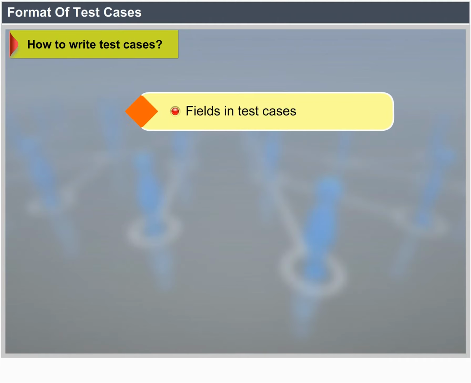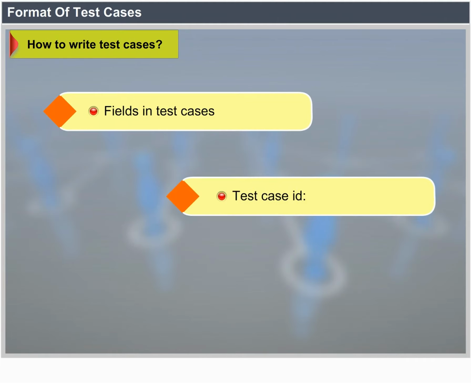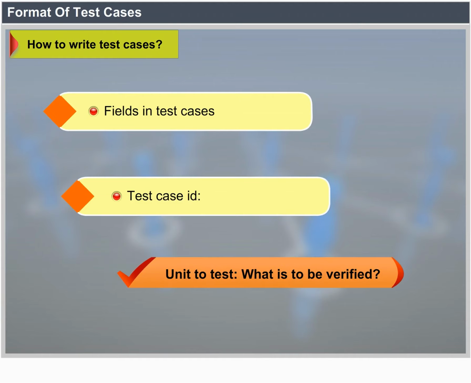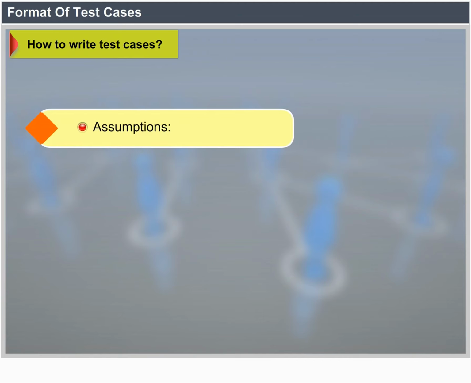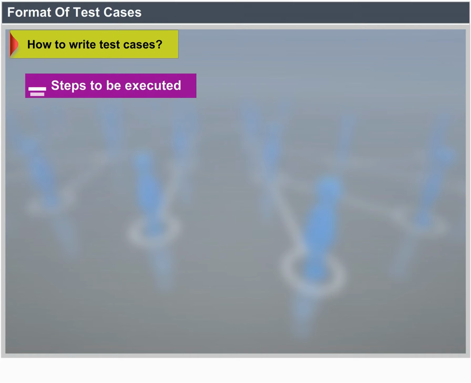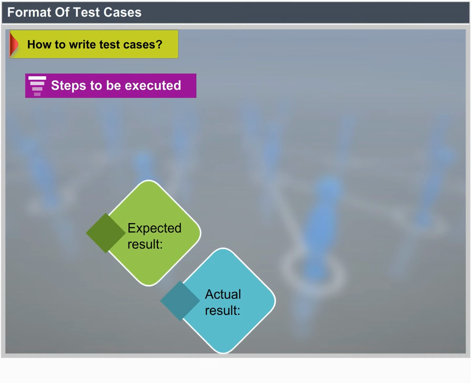Fields in test cases. Test case ID. Unit to test, what is to be verified. Assumptions. Test data, variables and their values. Steps to be executed. Expected result. Actual result. Pass, fail. Comments.